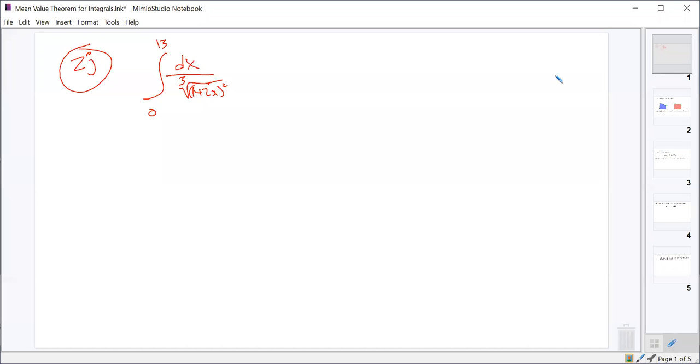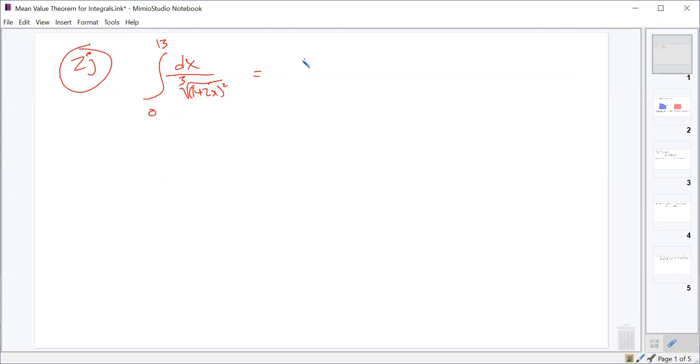Okay, so as we're looking at this one, the integral from 0 to 13 of dx over the cube root of 1 plus 2x squared. The first thing I would do with this is, because I recognize that this is just a giant pain of a bunch of exponents and roots and a binomial expression inside of it all.